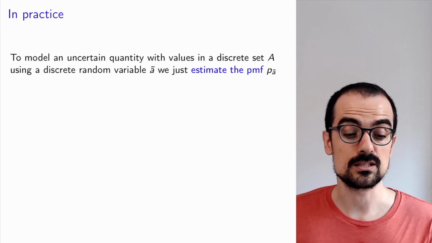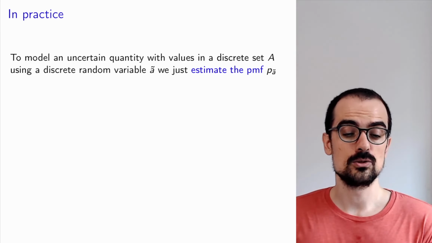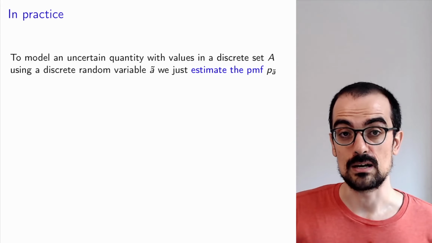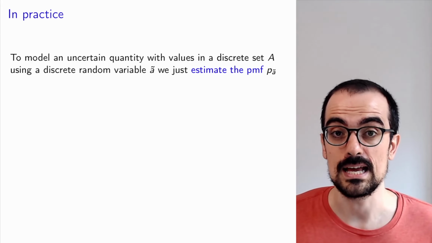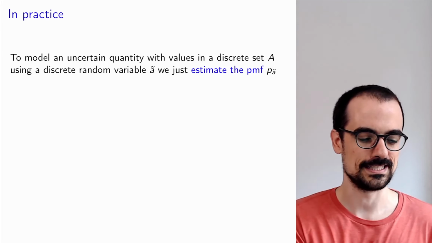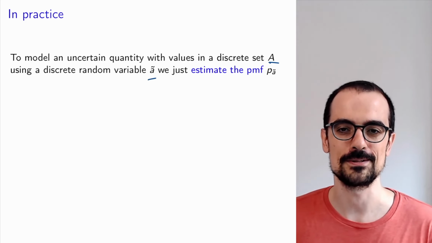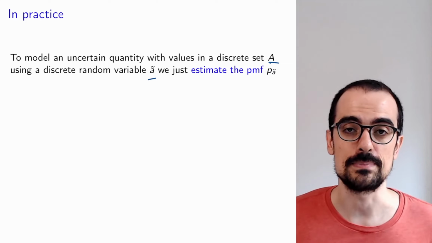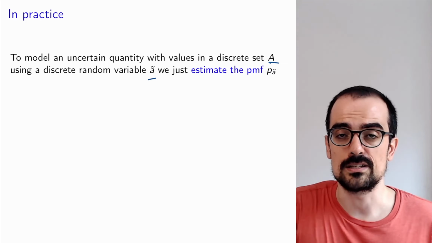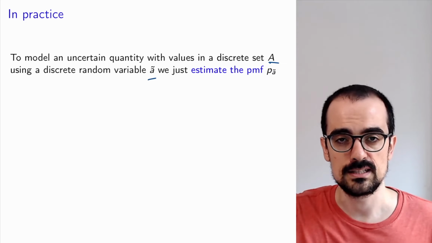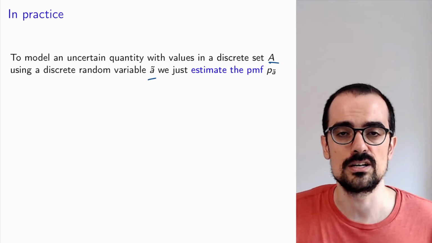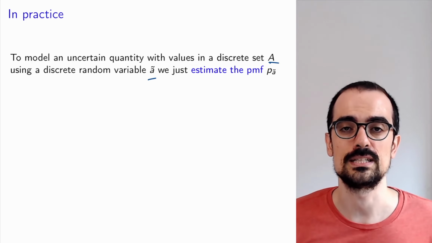Anyways, to model an uncertain quantity with values in a discrete set A, using a discrete random variable, this is a big A, and this is a squiggly A, the random variable, we just estimate the PMF because of what I just said, right? If you want to describe this uncertain quantity, at the end of the day, you're going to use the PMF. So that's what you need to estimate from data.